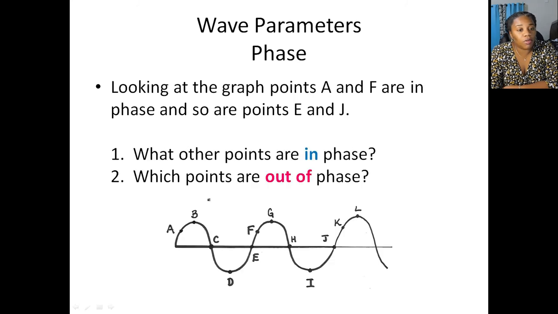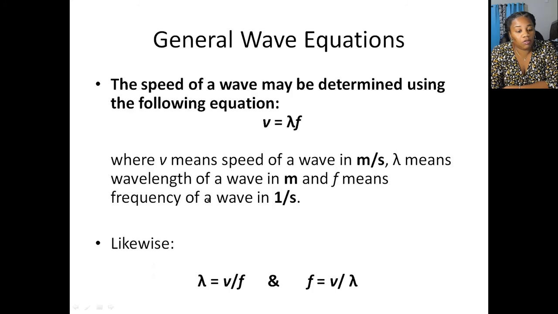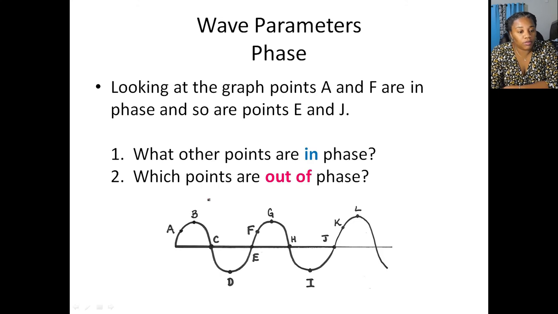Looking at the graph, points A and F are in phase, and so are points E and J. What other points are in phase? Correct, B and G. What else? F and K. Correct. Any more? C and H. Yes. D and I. Correct. Which points are out of phase? A and B, F and G, K and L. Yes.